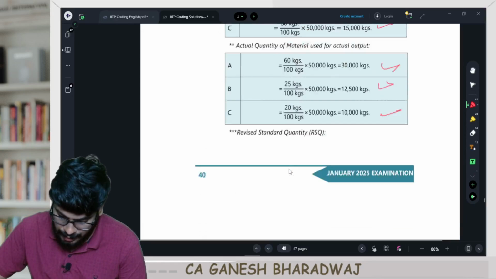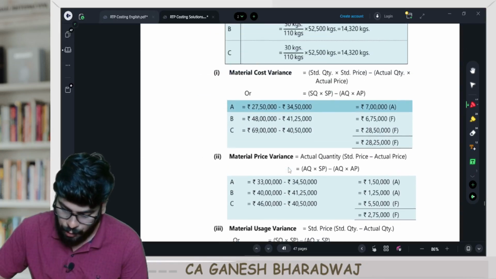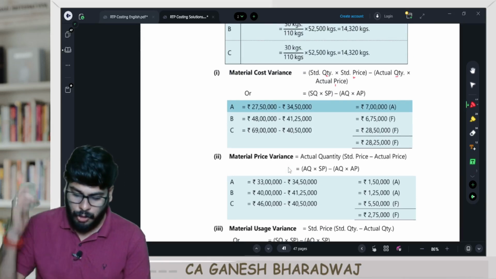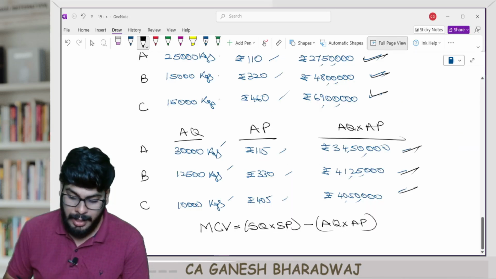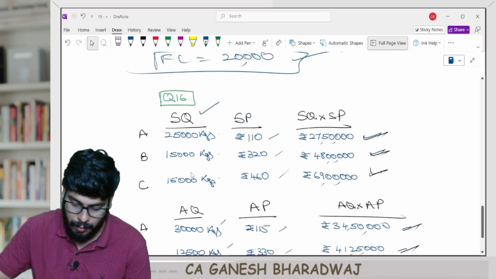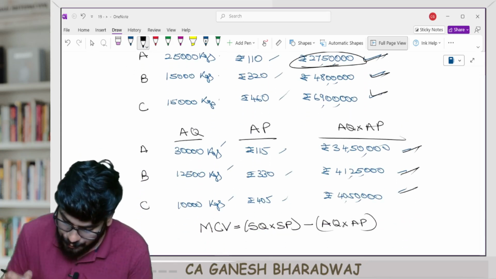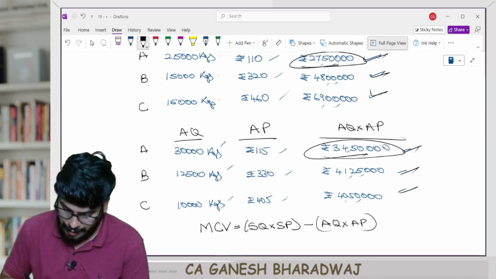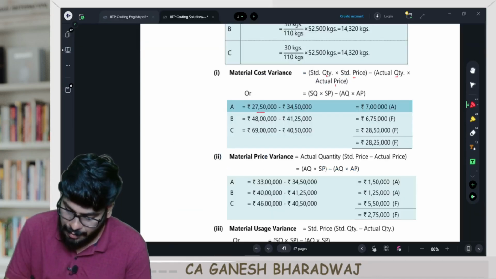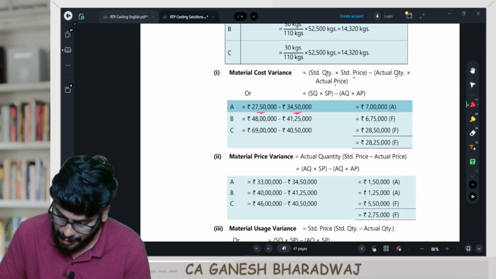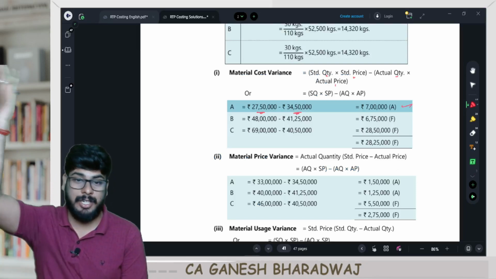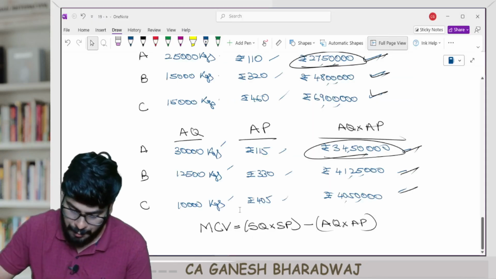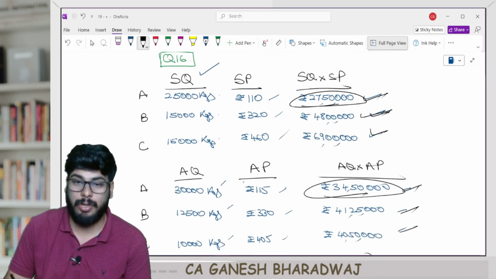Now look at this. This is what they have also done. Material cost variance: standard quantity into standard price minus actual quantity into actual price. So for material A, what is the standard material cost? 27,50,000. What is the actual material cost incurred for material A? 34,50,000. You subtract the two. So 27.5 lakhs minus 34.5 lakhs, you get 7 lakh rupees. The actual is more than the standard. It's an adverse variance.